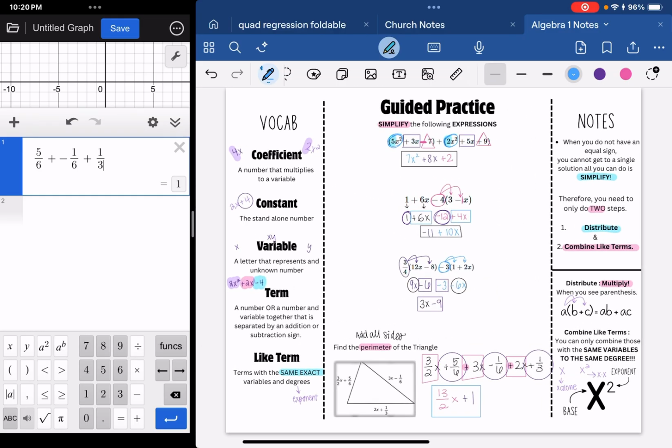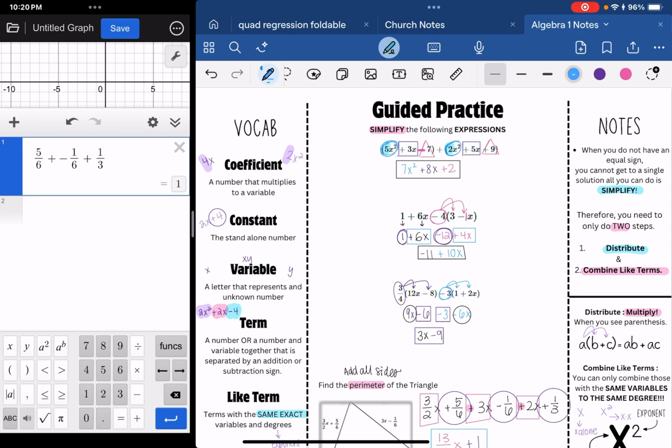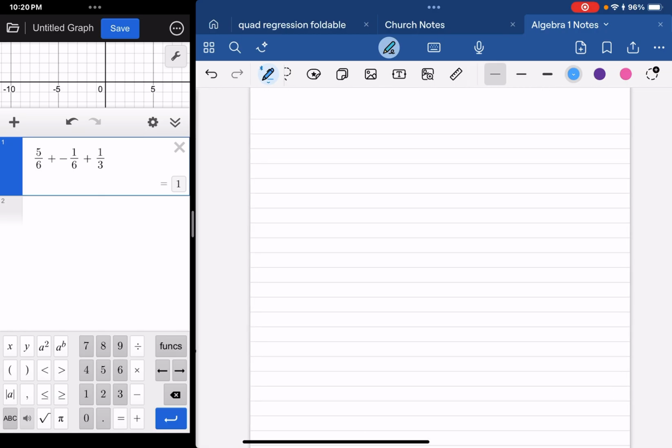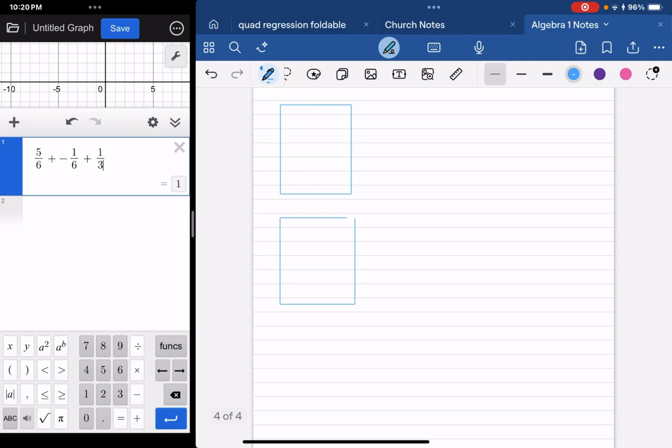So, in conclusion, okay, the only 2 steps you need to know is if you don't have an equal sign, it's just distribute, which means multiply, and you combine the like terms, okay? So, Miss Baker is going to go through the activity with you, okay? You are going to first cut out all of your squares and put all of your expressions on the left-hand side first, leaving enough room for you to simplify the expression over here. So you will show your work on the right side of those.